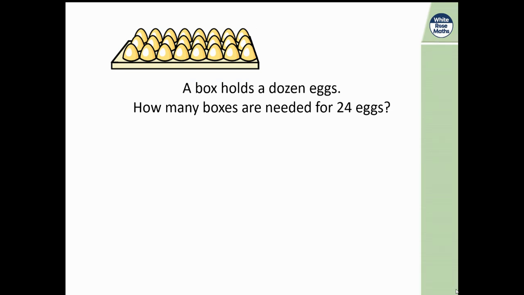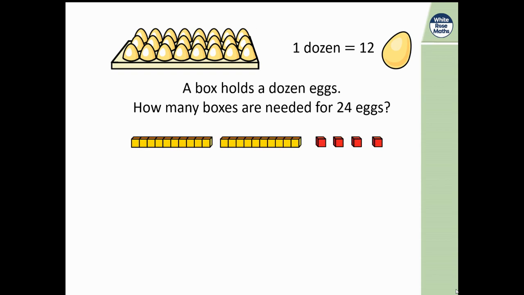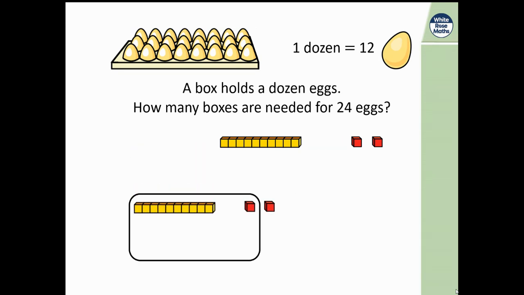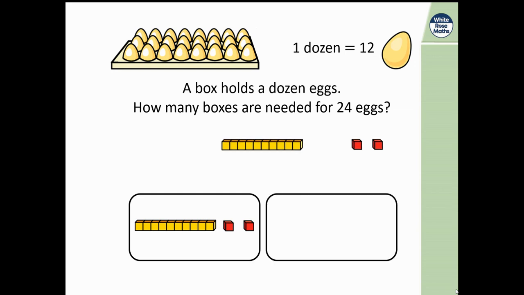So a box holds a dozen eggs. How many boxes are needed for 24 eggs? So a dozen is the same as 12. So if I've got one box holding a dozen eggs, that's equal to 12. How many boxes then would I need for 24 eggs? Put one box in there, which has got the 12 eggs in, and I would need another box, wouldn't I?